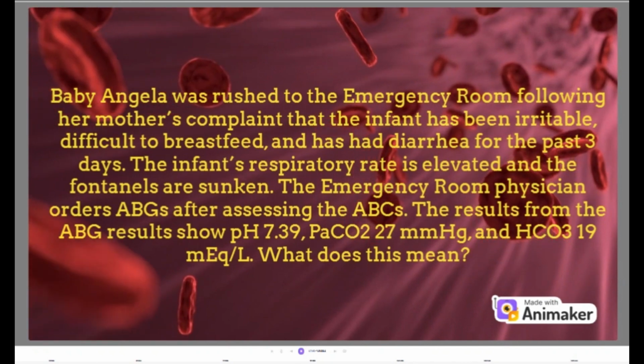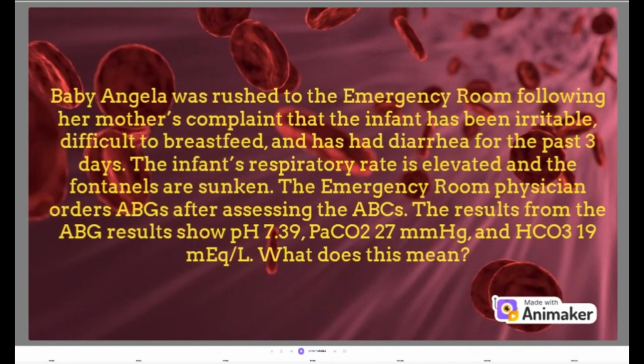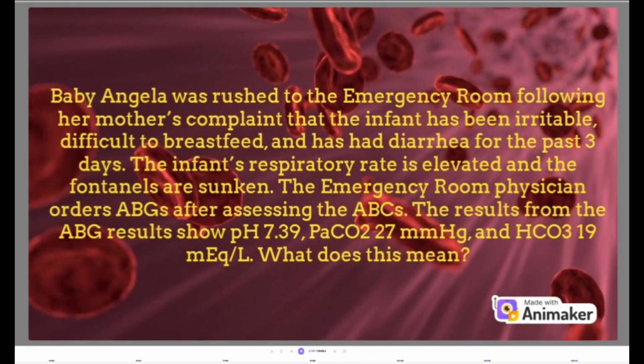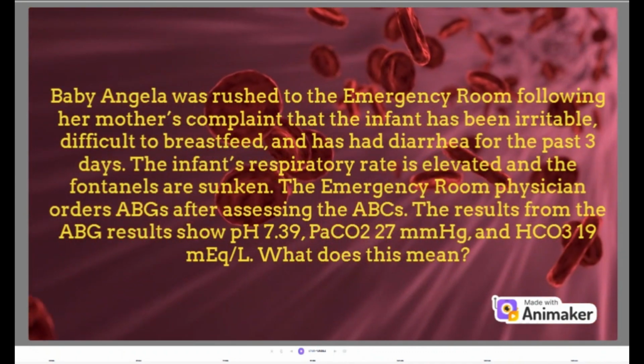The results from the ABG show pH 7.39, PaCO2 27 mm of mercury, and HCO3 19 milliequivalents per liter. What does this mean?